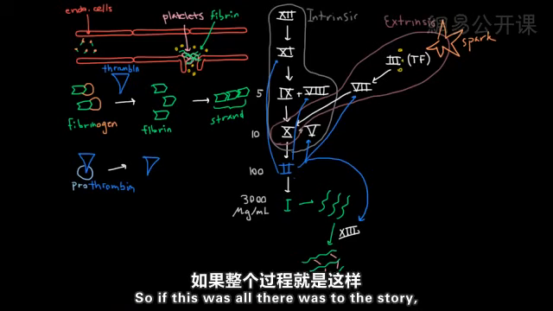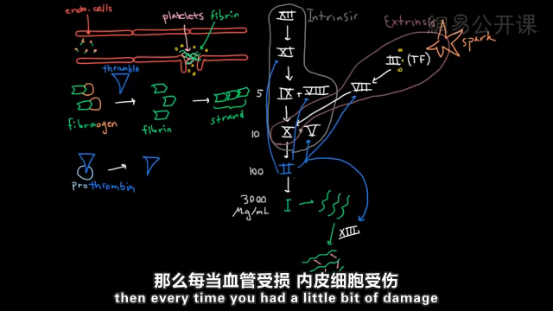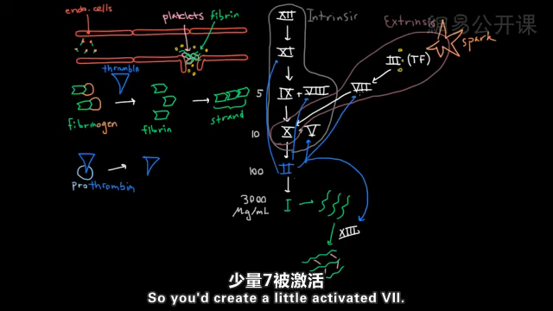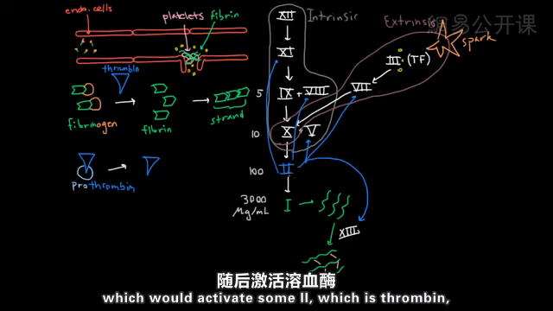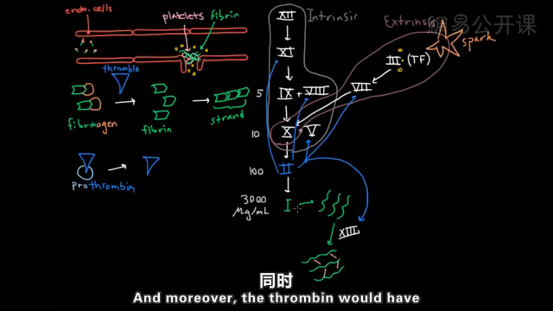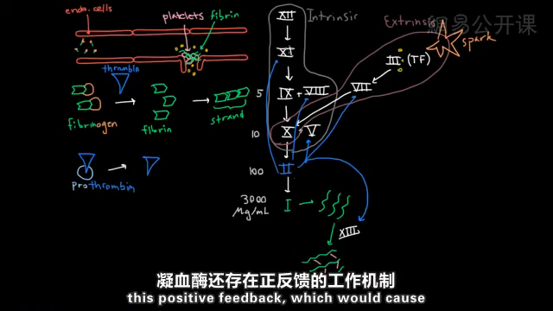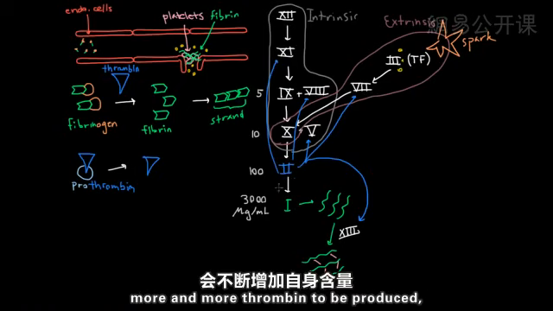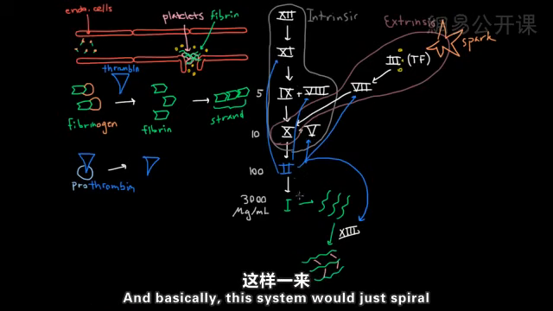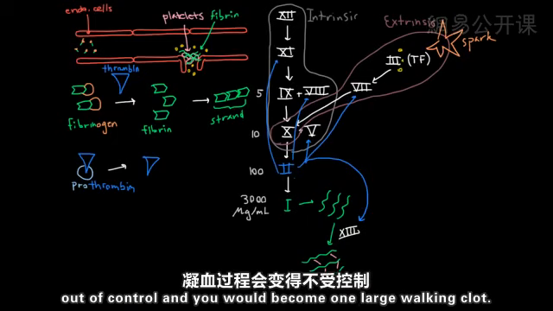So if this was all there was to the story, then every time you had a little bit of damage to your endothelium, you would cause the extrinsic pathway to fire, and so you would create a little activated 7, you would activate some 10, which would activate some 2, which is thrombin, which would start to create fibrin from fibrinogen. And moreover the thrombin would have this positive feedback which would cause more and more thrombin to be produced, which would cause more and more fibrin to be produced, and basically this system would just spiral out of control and you would become one large walking clot.